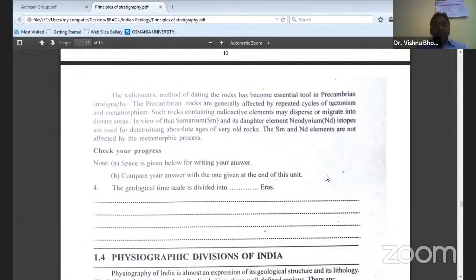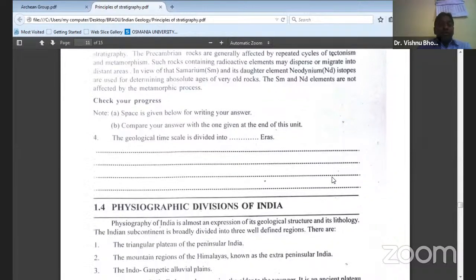And again, in view of samarium, its daughter element is neodymium. These isotopes are used for determination of the absolute age of very old rocks. The samarium and neodymium elements are not affected by any metamorphic process, so these are very important elements in determining the age of rocks.